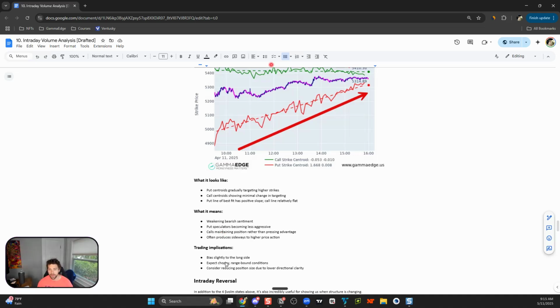So bias is slightly to the long side, understanding that there is chop and letting that inform your strategy. If you're a credit spread trader, understand above and below where you can sell those spreads, and vice versa. Or even as an intraday scalper, just understand that your moves higher and lower should be shrunk in terms of points. If you're normally expecting to get 20, 25 points, maybe this is only a 10-point move.